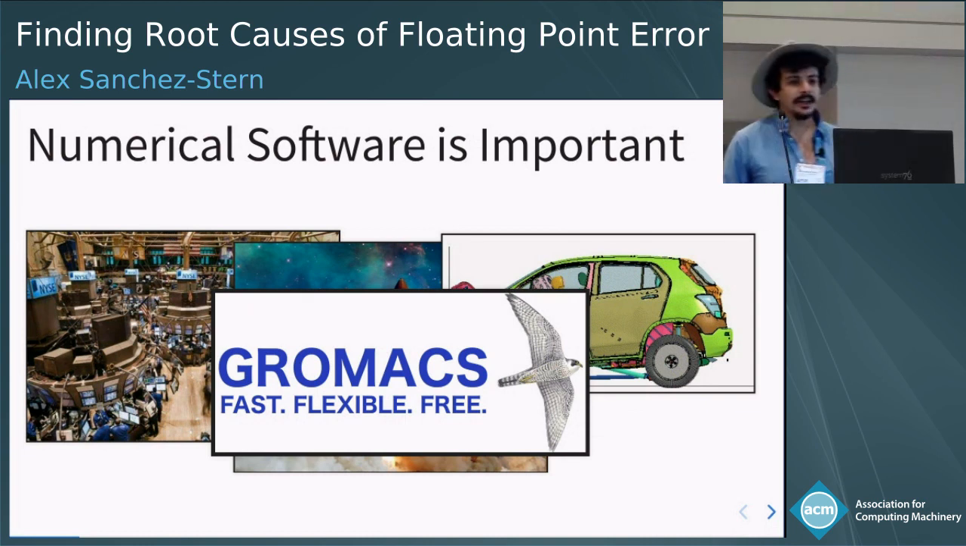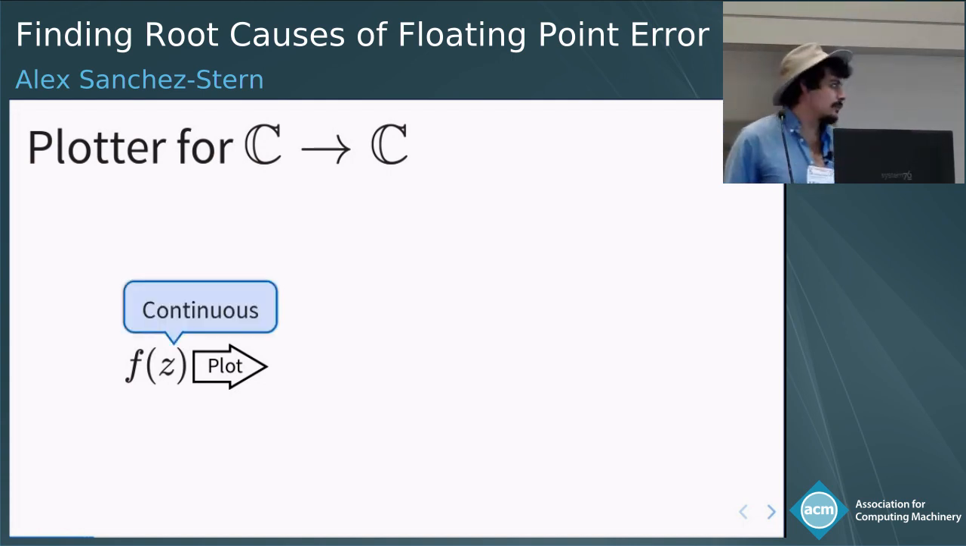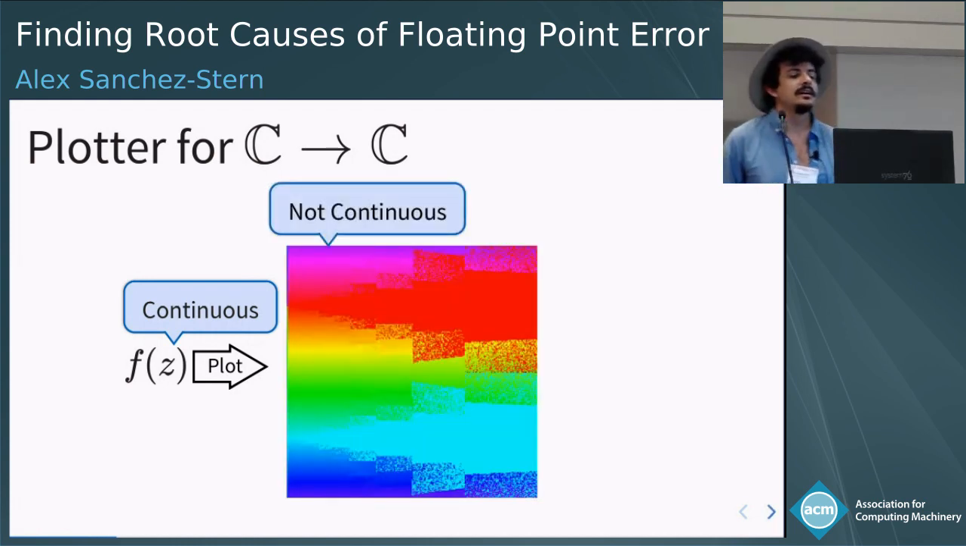Let's say you've got a complex plotter. This thing takes a function across complex numbers and produces a nice little colorful graph of its behavior. And when we implement it in floating point, we pass it a continuous function, and what we see is this non-continuous output, where we've got lots of speckling and banding, and things just generally seem pretty jagged. The culprit here is floating point error, meaning that this program is not behaving as it should under the real numbers.